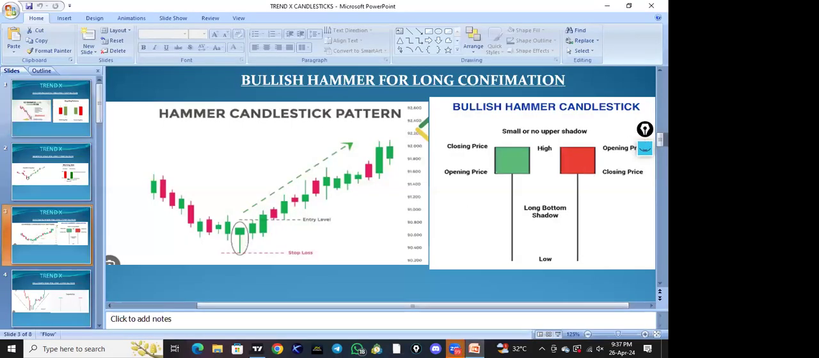So this is the hammer. Let it be any color, red or green, it doesn't matter. It has to be near support only. Support or trend line, nearby 10, 15 pips, 20 pips, okay, you can go for a trade. Don't miss that trade.